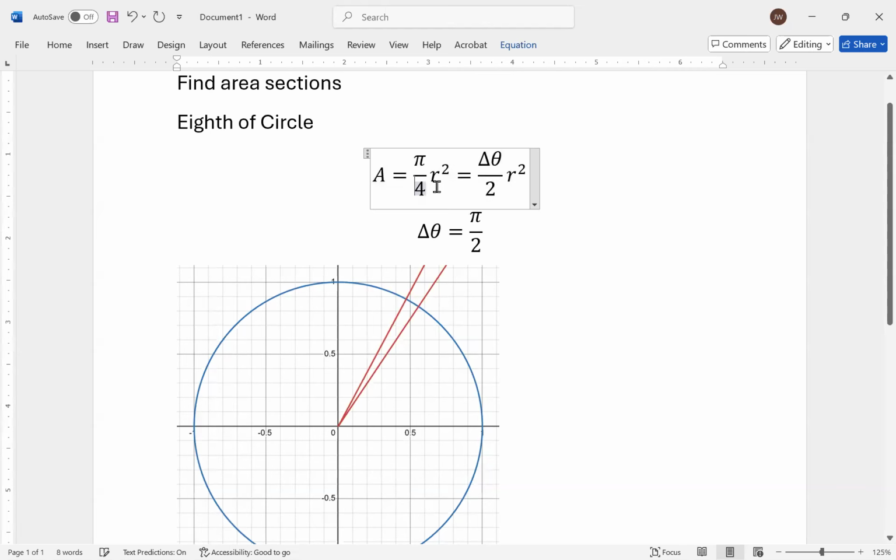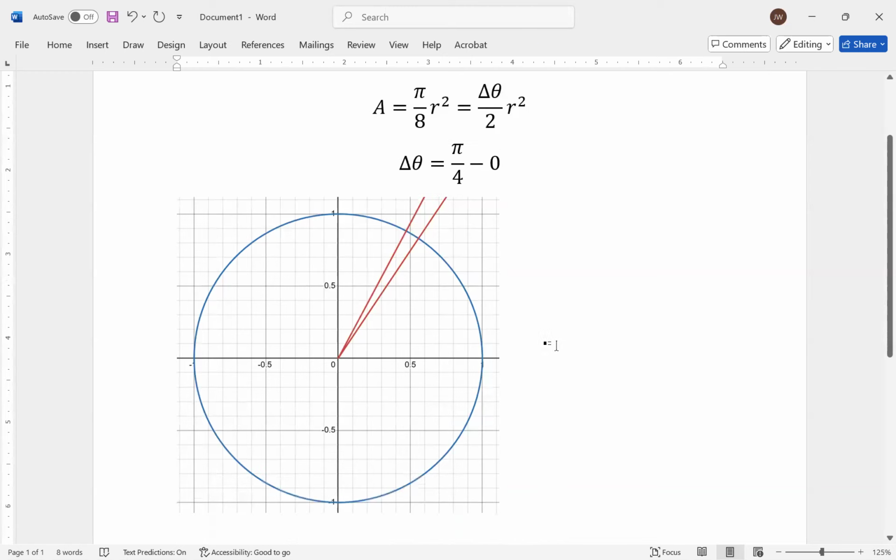So what would we have? We'd take pi over 8, and an eighth of the circle would go from angle 0 to angle pi over 4. So again, it'd be change in theta over 2 times radius squared.